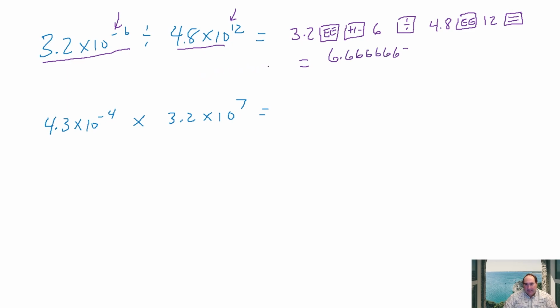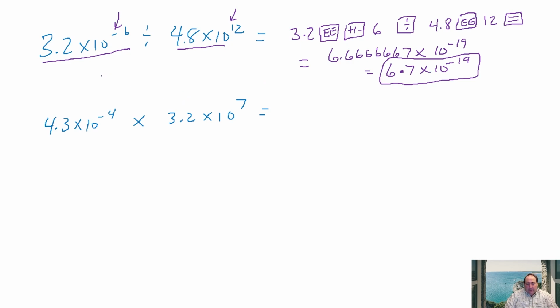6.66666, lots of sixes and a 7 at some point. There's probably a few more sixes in there. Times 10 to the minus 19. This would round to something like 6.7 in this case, times 10 to the minus 19. We will talk about why that is in a second. That is 6.7 times 10 to the minus 19.